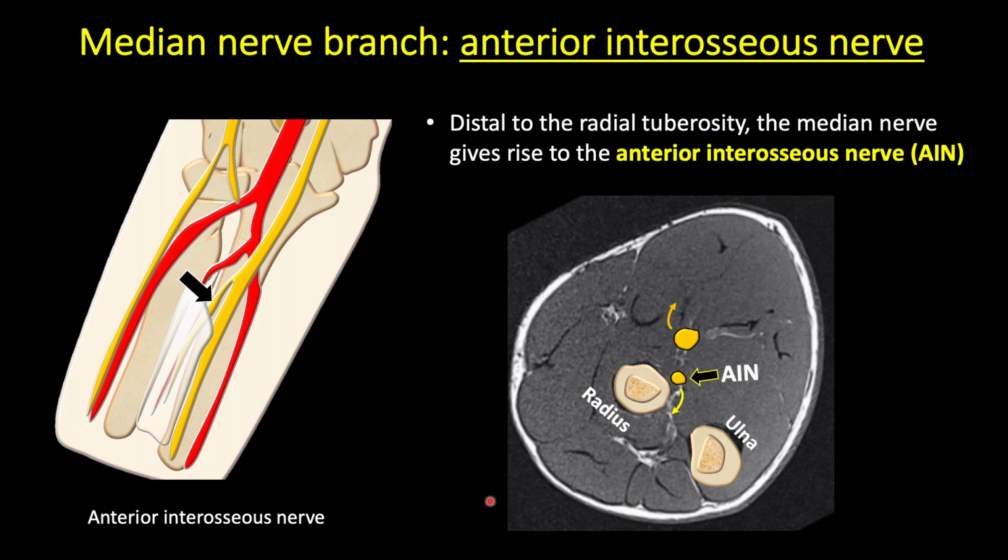In this cross-sectional image on the right, we see the point in which the anterior interosseous nerve branches from the median nerve. As we note, the median nerve goes downward in a more ventral aspect, while the anterior interosseous nerve is located posteriorly and is directed into the interosseous membrane.